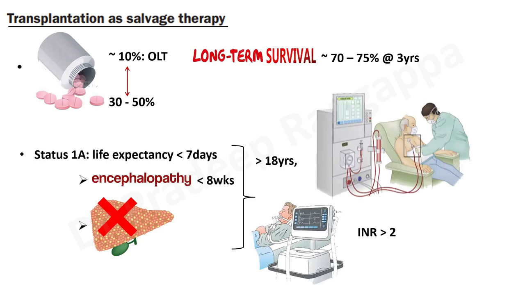In the US, they call it a status 1A priority, which means in the transplant list, they need to be put on a very high priority when any of these criteria are there, where you know that the patient is not going to survive for more than 7 days, or who is ending up on a ventilator, or who is going to multi-organ failure, or who has other organ dysfunction, who is going on dialysis, which we have looked at previously, where we said which are the patients who need to be referred to the liver transplant. The same parameters remain as the criteria for being on the high priority list.